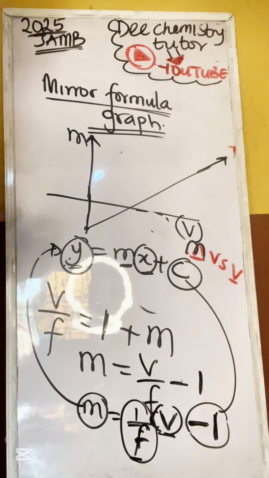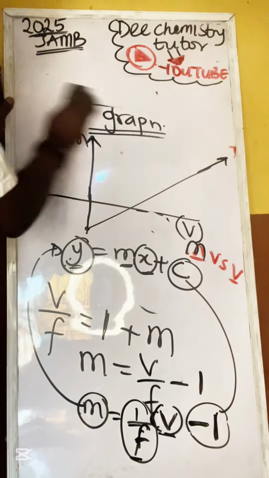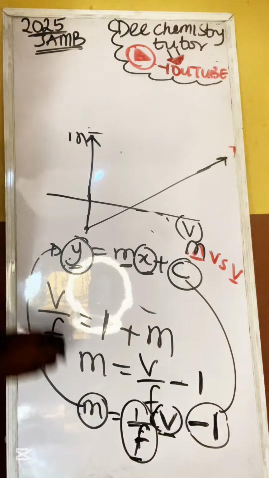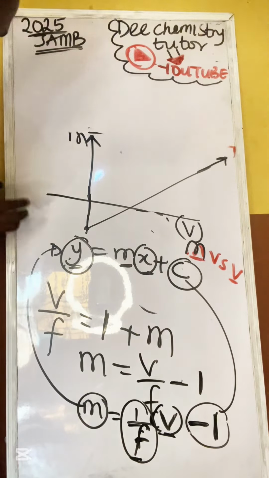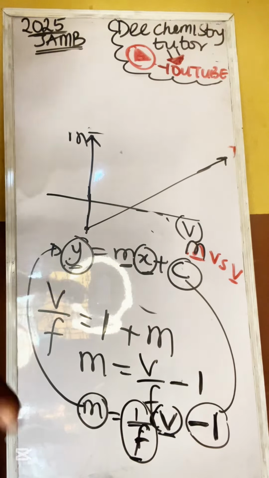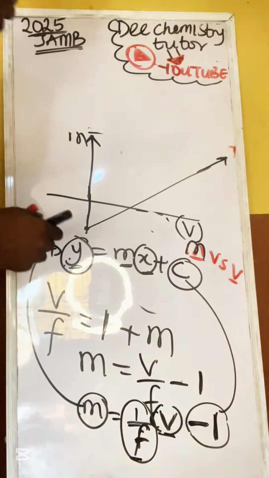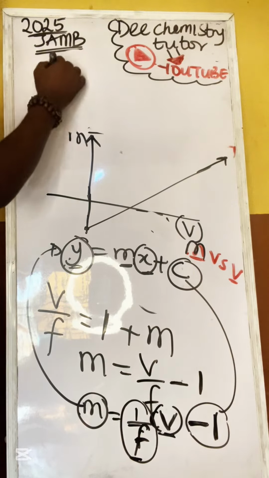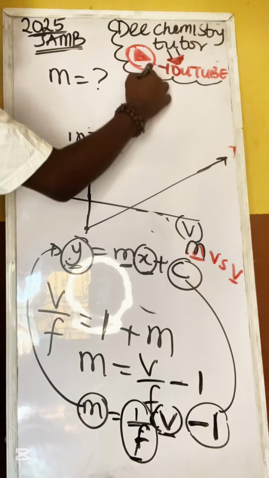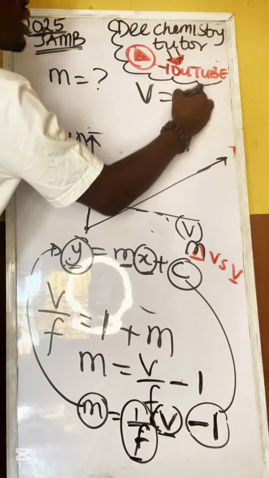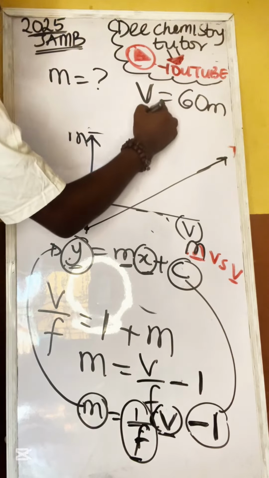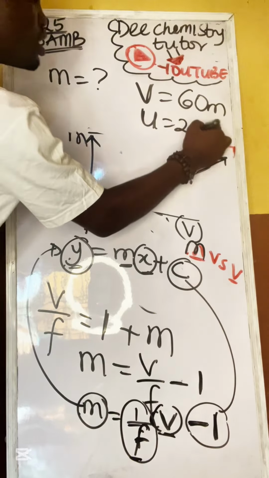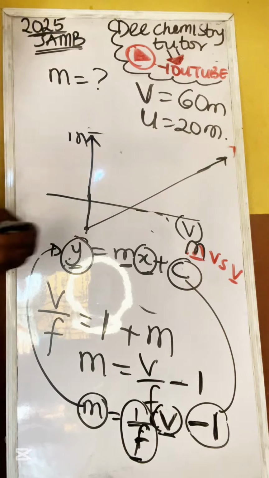Okay, another one that you must know is this, when you're asked to plot, so this is the answer to that. Please take note of that. Don't ever forget this. Let me give you a question. Calculate the magnification if the image distance is 60 meter and the object distance is 20 meter. Drop the answer in the comment section.